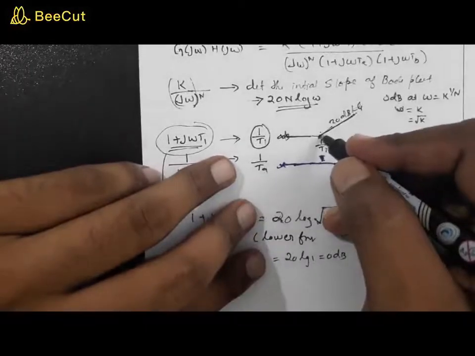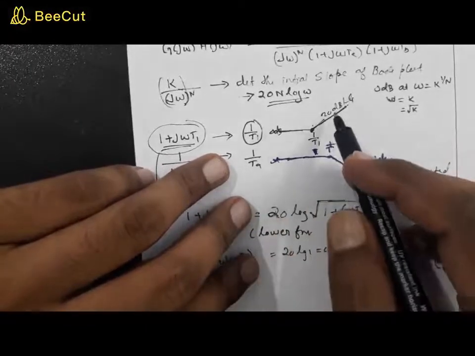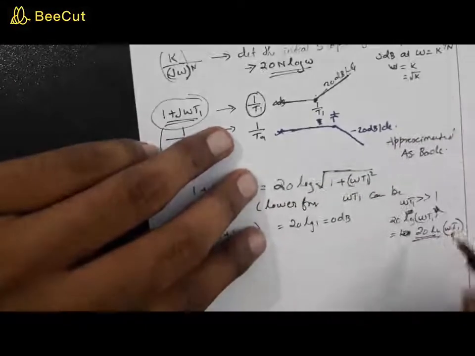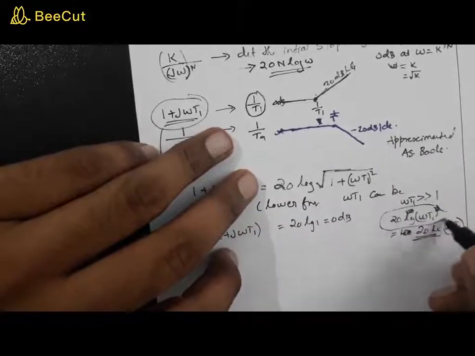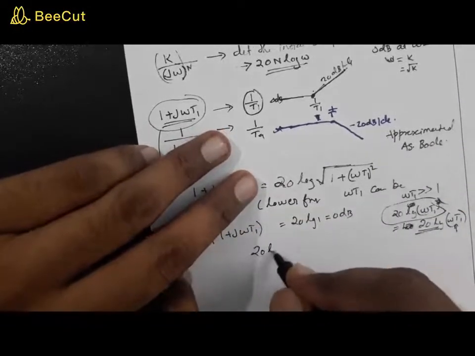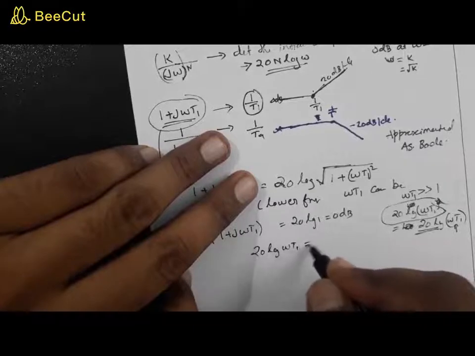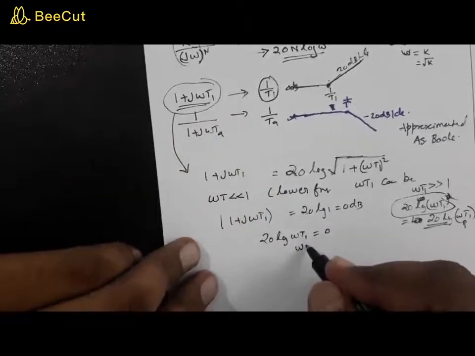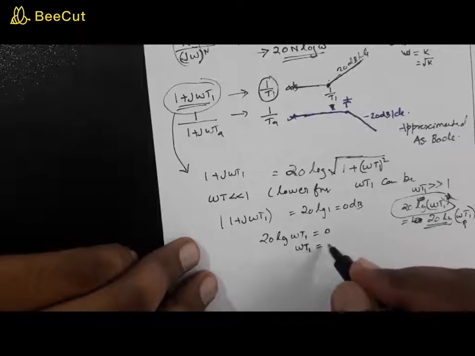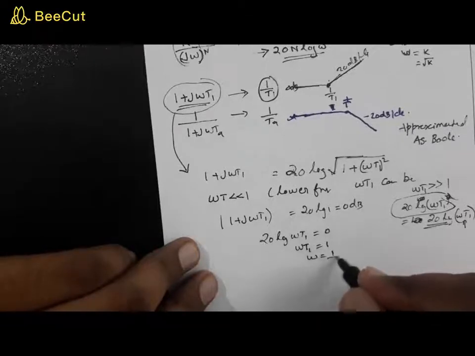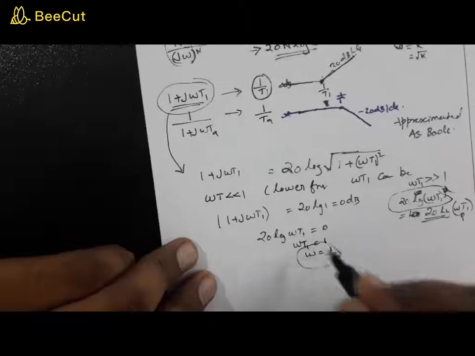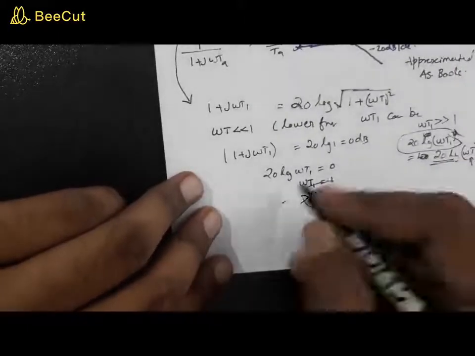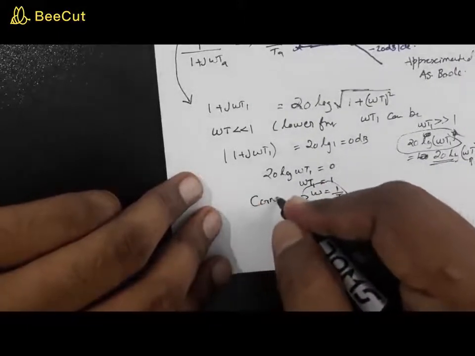That's how we draw. Now how do you find out this point? This point is the point which is common to both of these. So we have assumed that we have just found out that 20 log omega t1 is equal to 0, so that omega t1 becomes equal to 1, or omega is equal to 1 by t1. This is how we found out the corner frequency, or we named this frequency as the corner frequency.